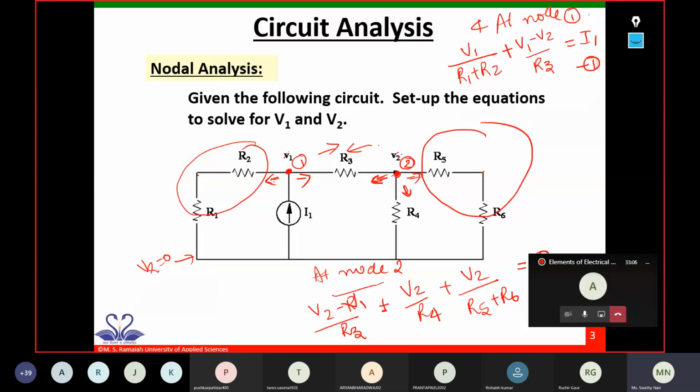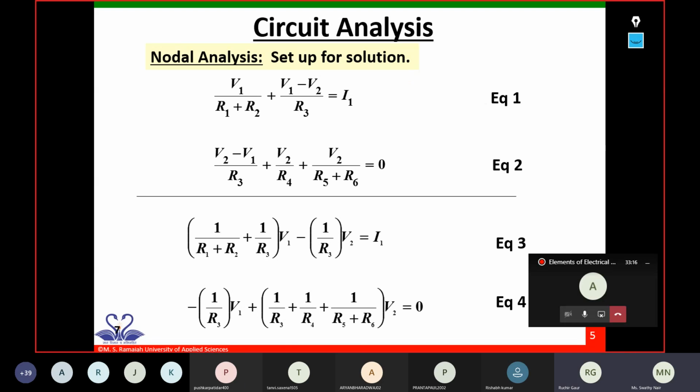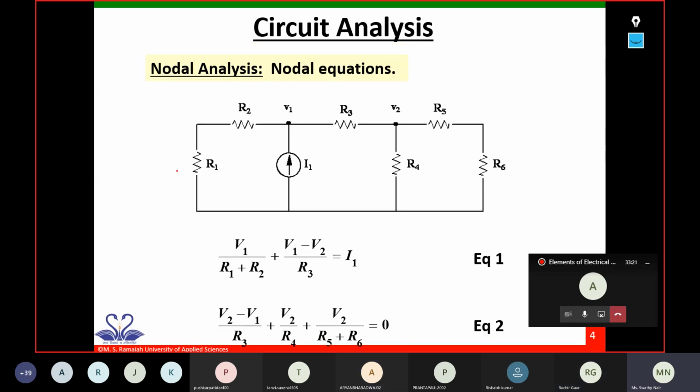Have you written the two equations, yes or no? Now, in this equation and this equation, I'm going to write all the V1 terms together. So what are the V1 terms? (1/R1 + R2) + 1/R3, into V1, minus 1/R3 V2, equal to I1. This is the first equation, right?